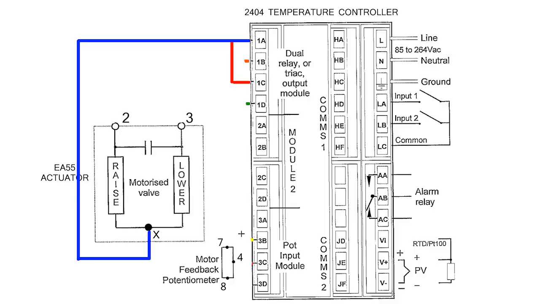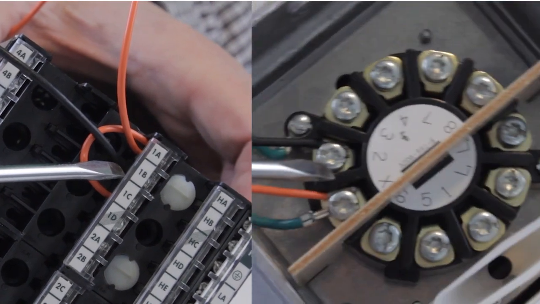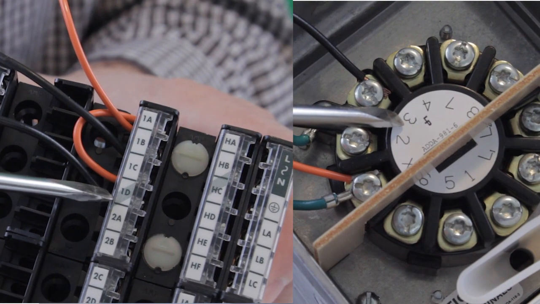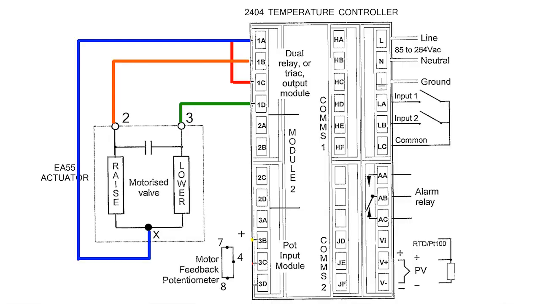Next, terminal 1B of the temperature controller to terminal 2 of the motorized valve actuator. Next, terminal 1D of the temperature controller to terminal 3 of the motorized valve actuator. This completes the output wiring for this style of control.